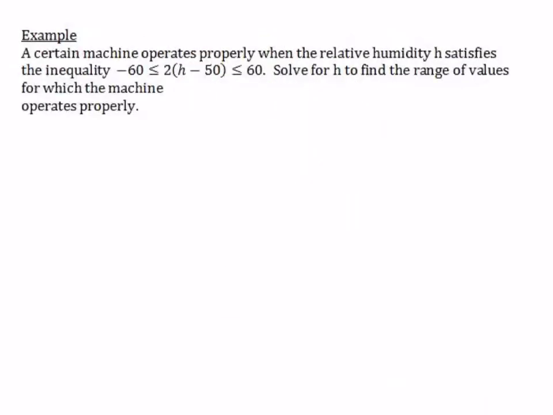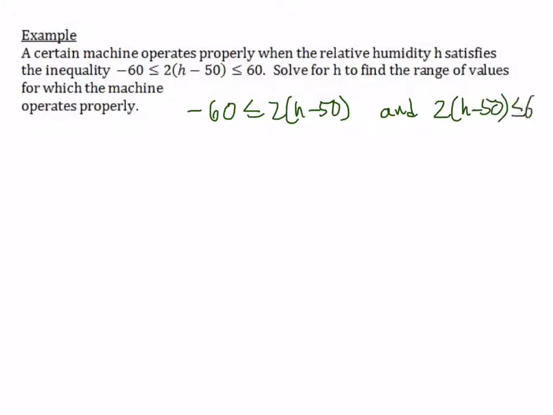Okay, last little example. We've got a certain machine that operates properly when the relative humidity, H, satisfies this inequality. We want to find the range of values of H for which the machine will operate properly. So let's take our inequality: negative 60 is less than or equal to 2 times H minus 50. Now this is an AND inequality, so let's go ahead and separate it. 2 times H minus 50 is less than or equal to 60. Let's just solve them separately.